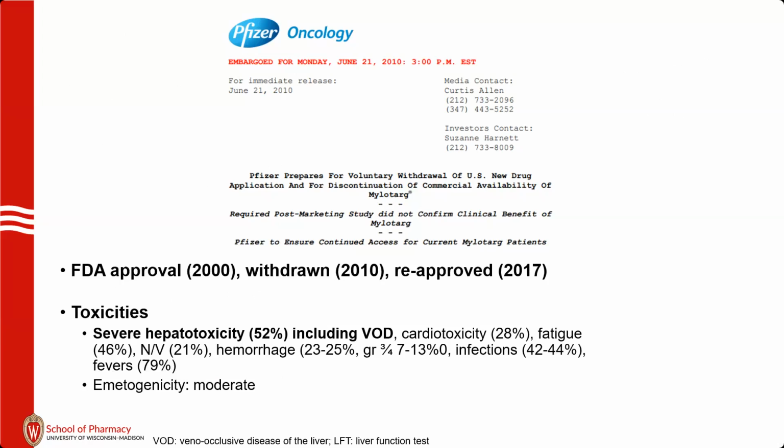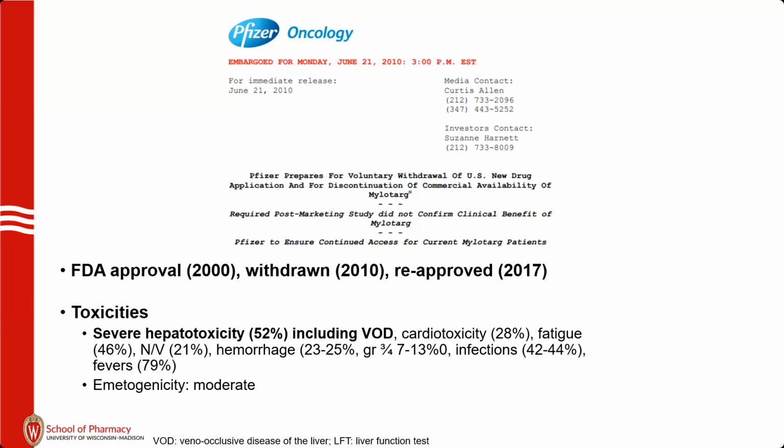And it was actually pulled from the market 10 years later with this press release up above. What they found when they evaluated the outcomes was that there was actually increased mortality for those folks who were receiving gemtuzumab, or Mylotarg, which is the brand name. When they reevaluated the data and did some more clinical trials, they were able to identify that the increase in mortality was associated with those who had significant hepatotoxicity, including veno-occlusive disease of the liver.